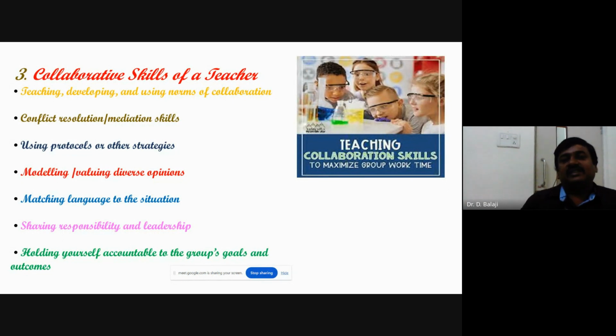So when conflicts arise, being a teacher leader, you should mediate, you should pacify the students, you should mediate them, and you should resolve the conflicts. So it is a collaborative skill of a teacher.